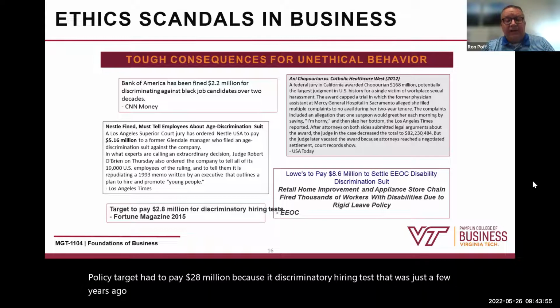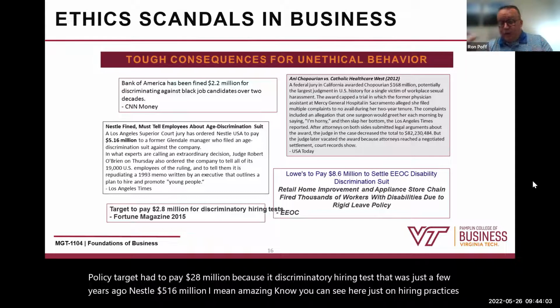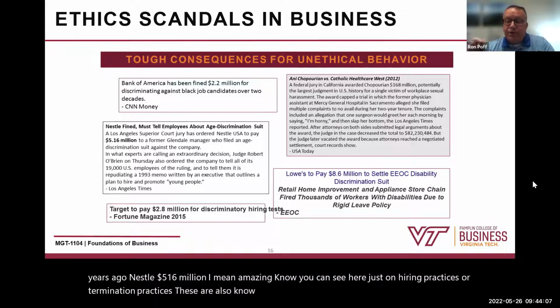Nestle, $5.16 million. I mean, amazing. You can see here just on hiring practices or termination practices. These are also cases where they know the difference between right and wrong.